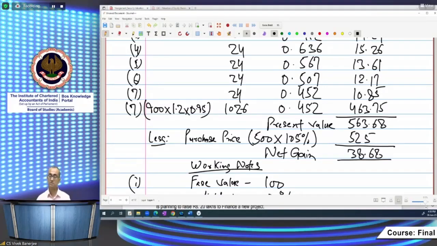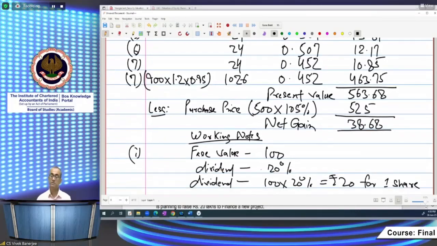So whether one should buy the shares or not? The answer is, what is the current market price? Present value is 563. The present value is greater than the current market price. So whether she should buy the shares, the answer is yes. The answer is yes, buy.